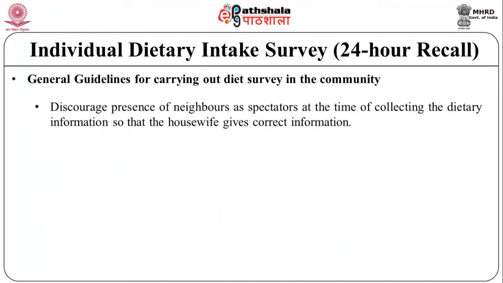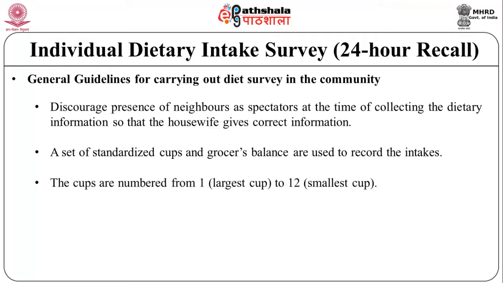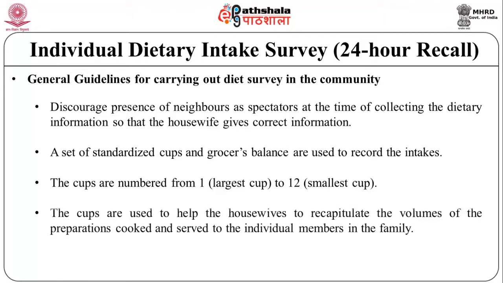There is a need to discourage the presence of neighbors as spectators at the time of collecting the dietary information so that the housewife gives correct information. A set of standardized cups and a grocer's balance are used to record the intake. The cups are numbered from serial number 1, the largest size cup, to 12, the smallest size cup. The cups help the housewives recapitulate the volume of the preparations cooked and served to each individual member in the family.